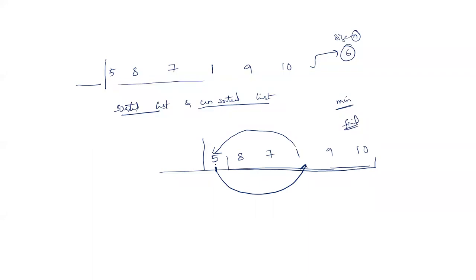Then next, again. 1, 8, 7, 5, 9, 10. Now we have the sorted list. This is the sorted list, this is the unsorted list. Technically, there is no logic we are going to write for sorted and unsorted, but we are going to think of it that way.